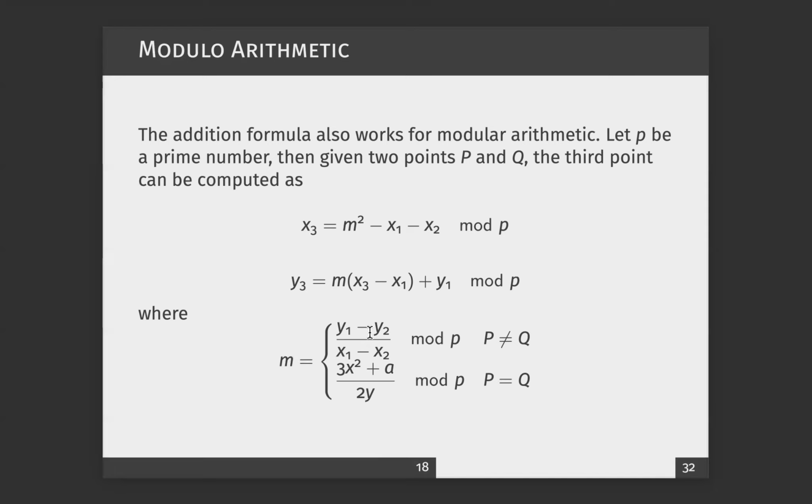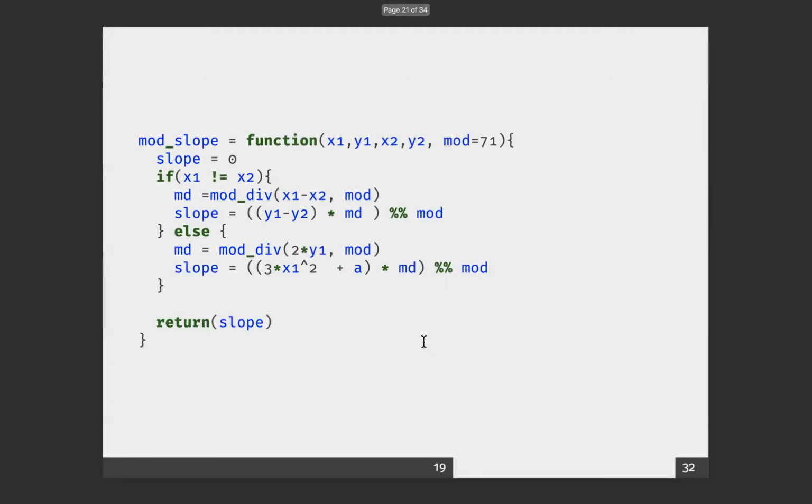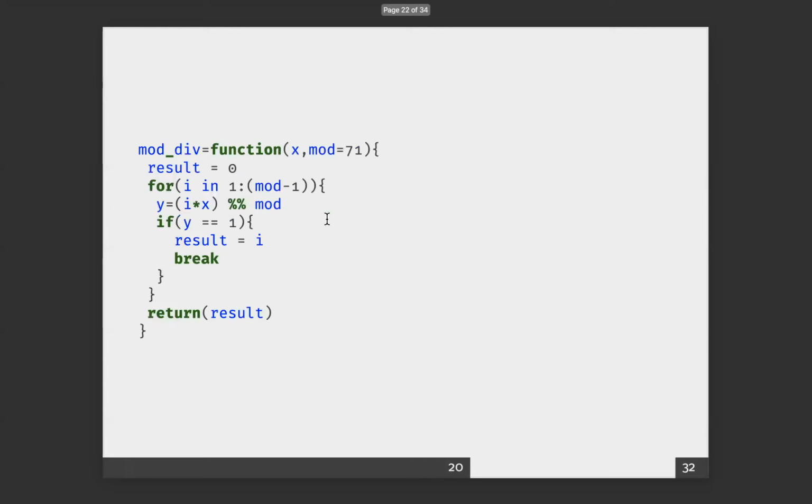What you don't do is compute this and then divide this by this one before getting the modulo. Okay, so that's not correct. That's why we have a mod div, which is to get the inverse modulo. This one is the mod div.